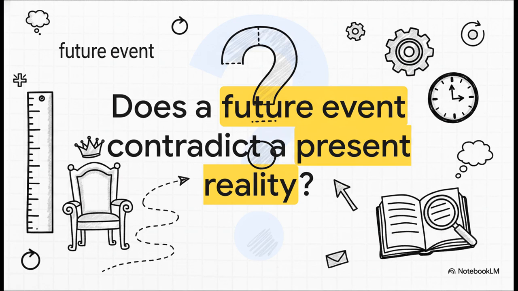I actually want to pause for a second. I want you, as a focused learner, to truly consider this question. Does a future event contradict a present reality? Seriously, if a text says someone will rule for 7 years and they just haven't started ruling yet, does that logically mean they can't rule for 7 years in the future?